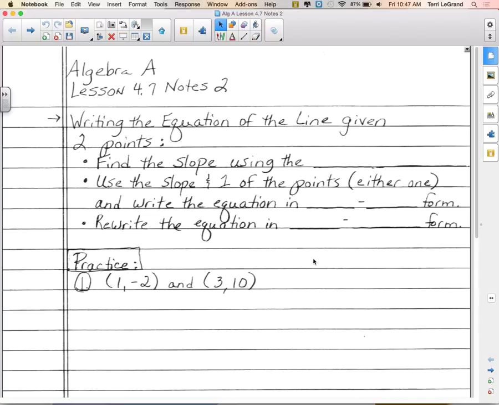Aurora. Slope intercept form. y equals mx plus b. Good job. We agree with her, right?